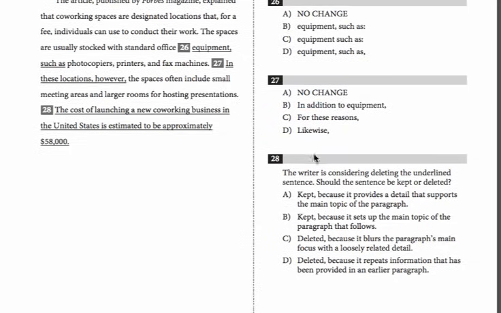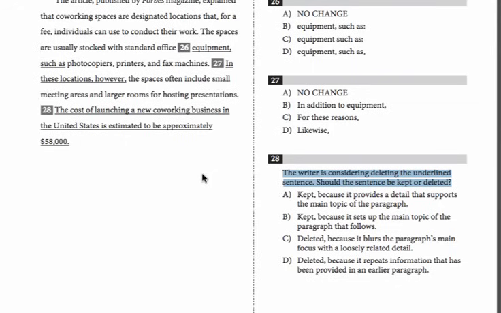All right. And finally, 28, the writer is considering deleting the underlined sentence. Should the sentence be kept or deleted? So here it is. The cost of launching a new co-working business in the United States is estimated to be approximately $58,000. So remember, for these ones, should I keep it or should I leave it? Should it stay or should it go? The big thing you want to do first is answer on your own yes or no.